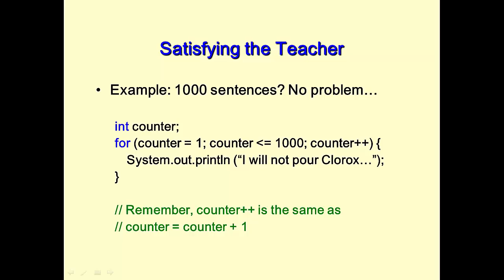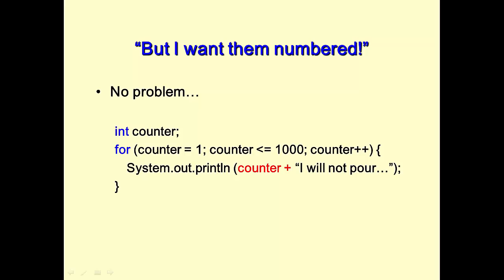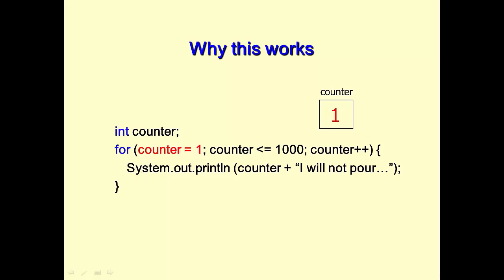Let's say that we had to write 1,000 sentences and the student could write some code that accomplishes that. So here you can see that we've declared a counter. The first line right there is int counter, and then we have the standard structure here for our for loop. So let's trace through this and see how it behaves. Okay? If the teacher wanted them numbered, which is typically the case, then we could also include the counter, and you can see that's highlighted here in red, and we could put the counter right before the sentence that we have to write. So let's see why this works.